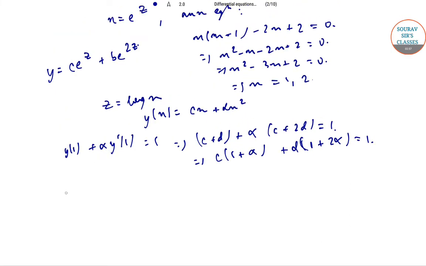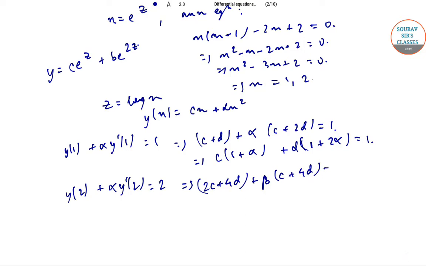and y(2) plus beta y dash(2) is equal to 2, that is 2c plus 4d plus beta into (c plus 4d) is equal to 2, that is c into (2 plus beta) plus d into (4 plus 4 beta) is equal to 2.